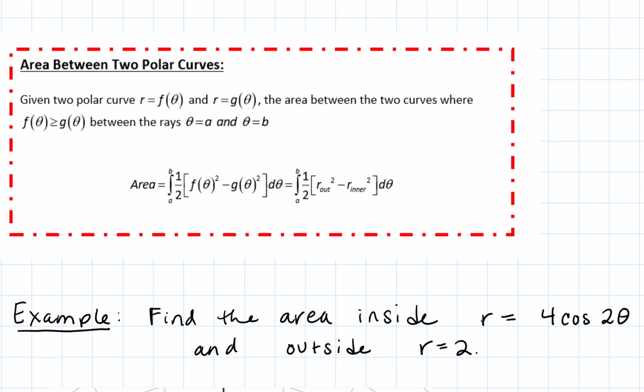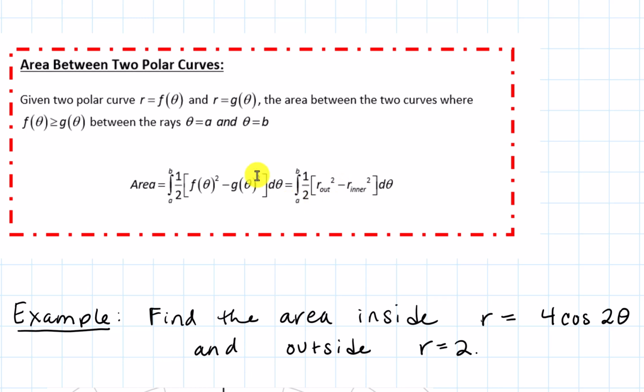Let's do another example of finding the area between two polar curves. Just as a quick reminder, to find the area between two polar curves given as f of theta and g of theta, we want to take 1/2 the integral from a to b of f of theta squared minus g of theta squared, or the outer curve squared minus the inner curve squared. We're taking 1/2 of that difference from our polar curve area formula, extending that out.